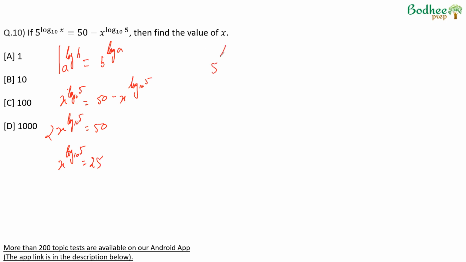So 5 raised to power log of x to the base 10 is equal to 25, which is 5 square, which means log of x to the base 10 is equal to 2, which means x is equal to 10 square or 100. Option C becomes my answer.